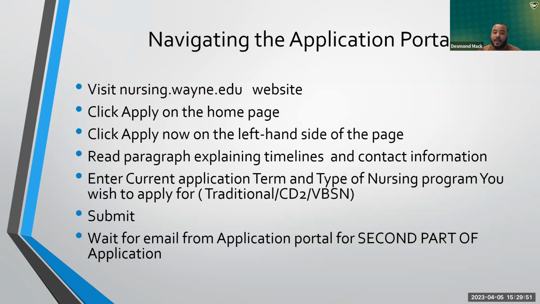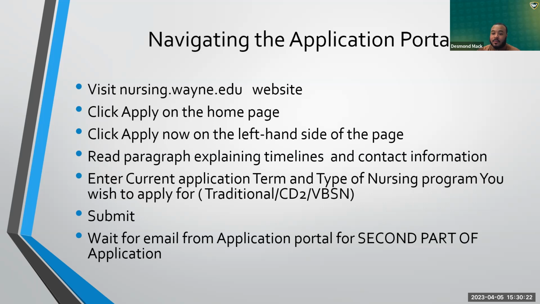So after that page, you're going to enter the application term and type. So term essentially would just be which semester you're applying, and then the type of nursing program, which you can either do traditional or accelerated second degree, also known as our CD2 nursing program, or our military veterans Bachelor of Science in Nursing program, aka our VBSN nursing program. So those are the 3 types of options that you can choose from this page as you apply.